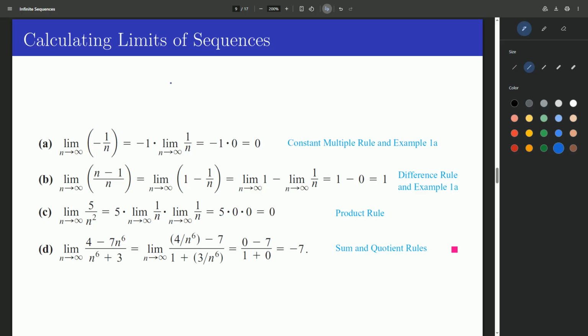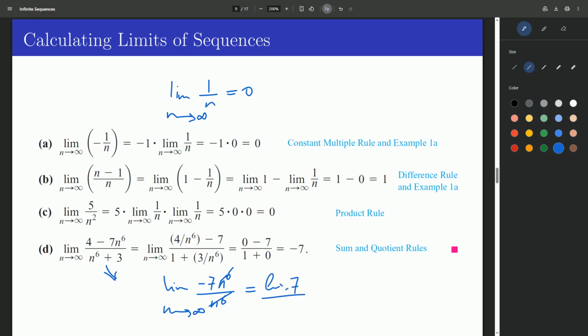This is going to be the most important limit in sequences. When n approaches infinity, 1 over n has limit 0. And in most cases, like the last one, we are going to keep the dominating term in the numerator and denominator. In this case, the dominating term is the highest power of n if we have only polynomials. We can cancel out the infinity factor, and we have minus 7 as the limit.